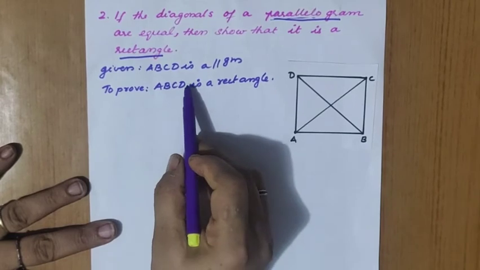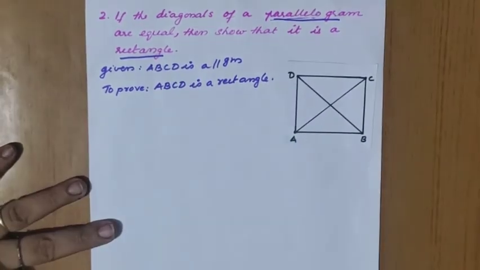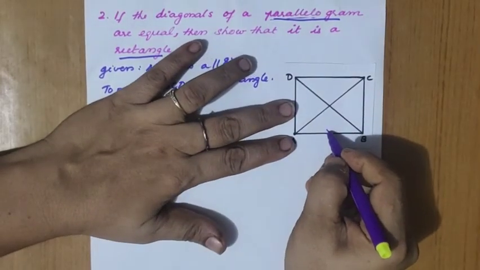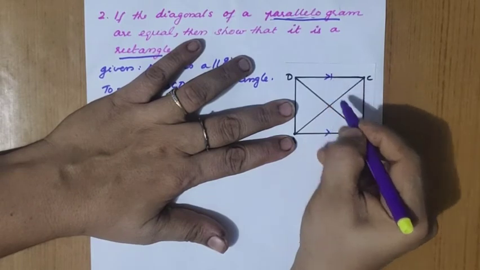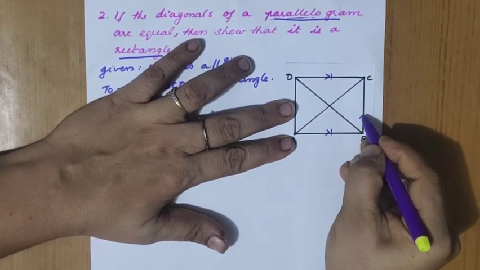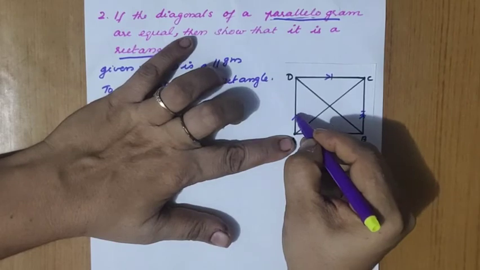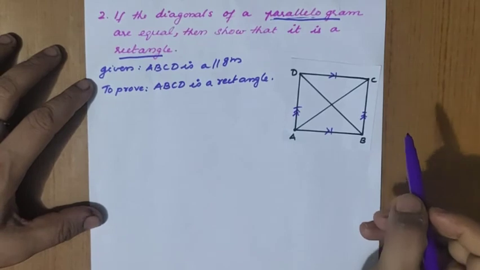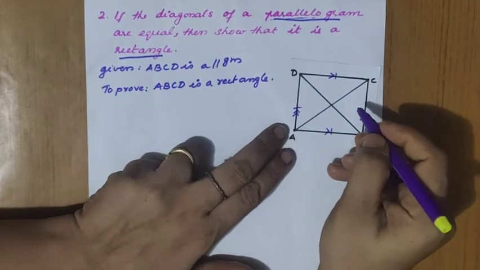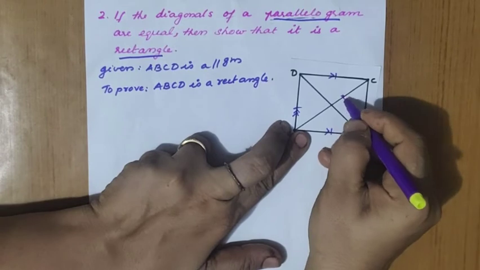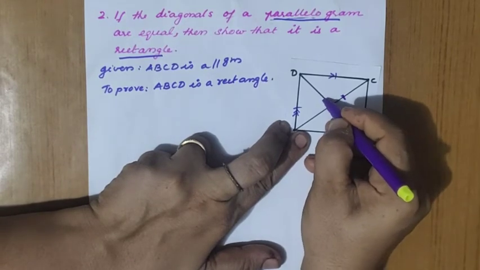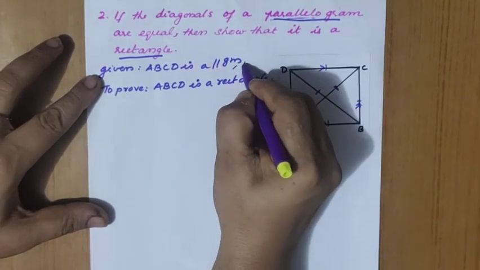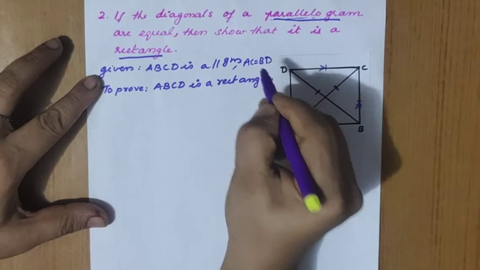Now the question is, when it is a parallelogram, what are the properties you can write? Opposite sides are equal and parallel. So let us mark AB is equal and parallel to DC, and the second one is BC is equal and parallel to AD. Now what additional condition is given? Diagonals of the parallelogram are also equal. Which are the diagonals here? AC and BD. So here I can write ABCD is a parallelogram, and also AC equal to BD is given in the question.